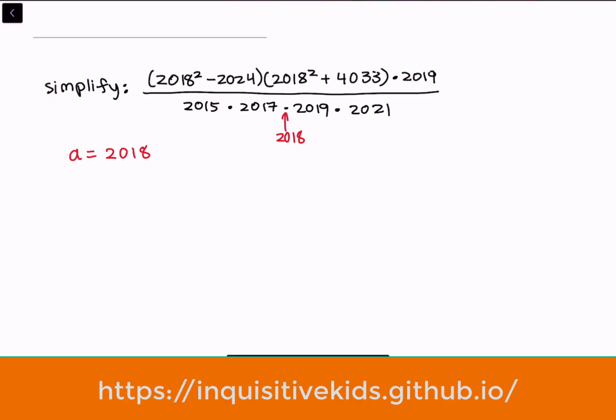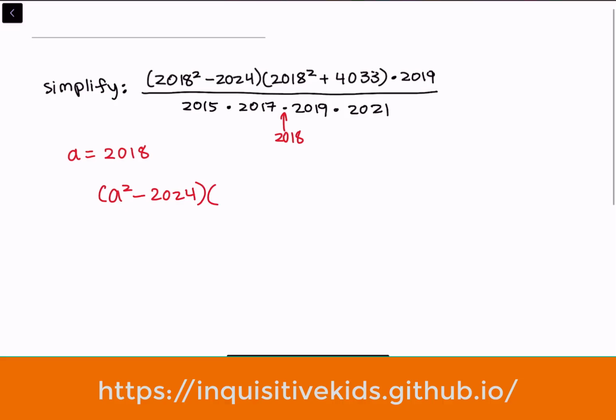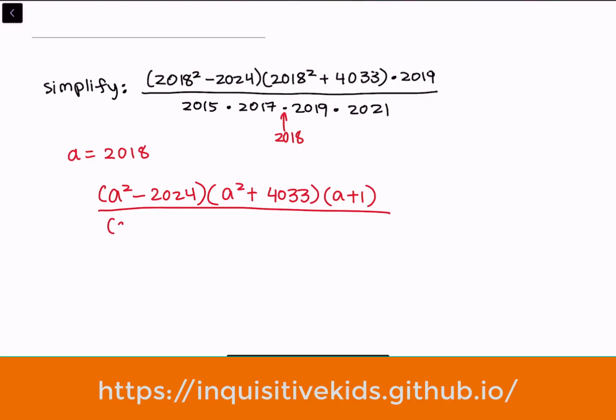Now we can rewrite the expression as A squared minus 2024 times A squared plus 4033 times A plus 1 over A minus 3 times A minus 1 times A plus 1 times A plus 3. As you can see, we have an A plus 1 on the top and bottom, so we can cancel that out. Now, how can we further simplify this fraction?